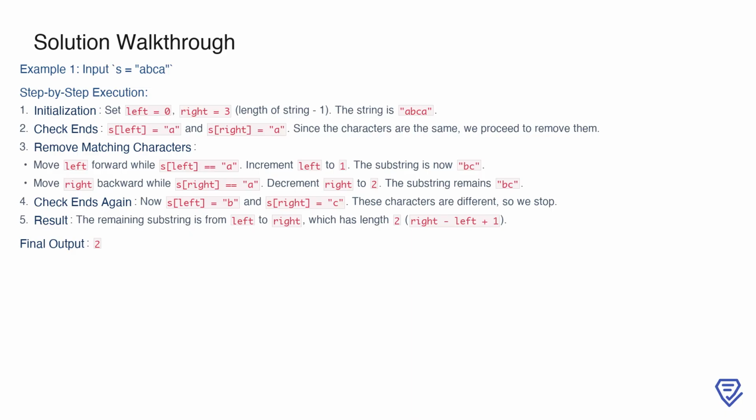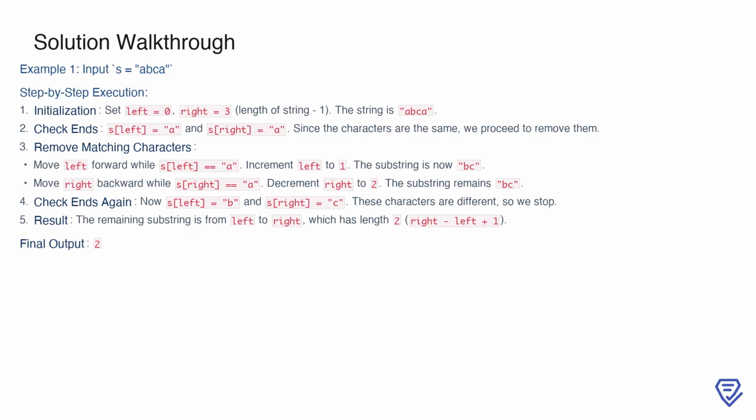To do this, we move the left pointer forward as long as s[left] remains a. After incrementing left by 1, it points to index 1 and the substring becomes bc. Similarly, we move the right pointer backward while s[right] is a, decrementing it to index 2. The substring still remains bc because the matching characters at the ends are now removed.